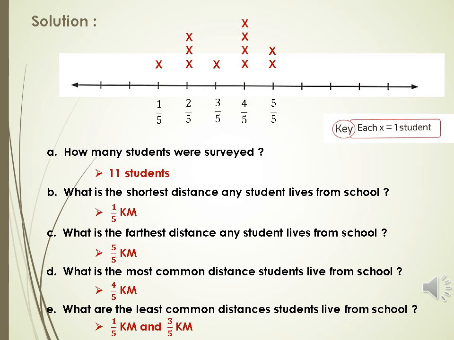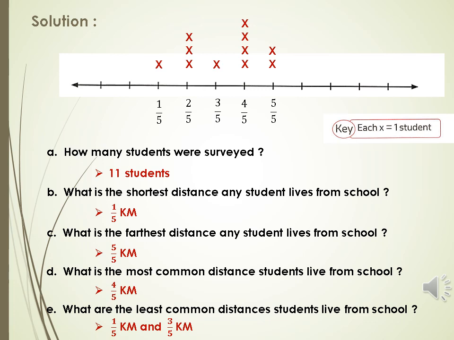Letter A. How many students were surveyed? Now we will count the total number of students. So we have 11 students. Letter B. What is the shortest distance any student lives from school? From the line plot we find that 1/5 kilometer is the shortest distance. Letter C. What is the furthest distance any student lives from school? From the line plot we find that 5/5 or 1 kilometer is the furthest distance.